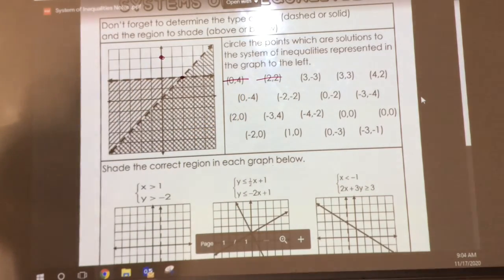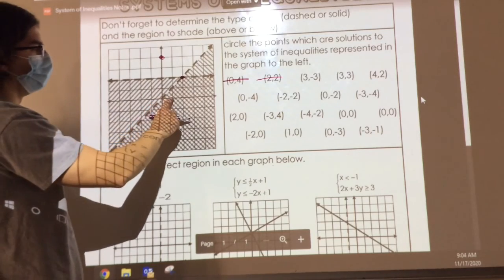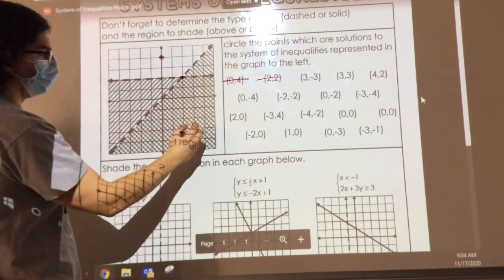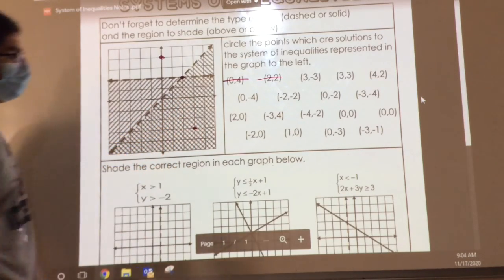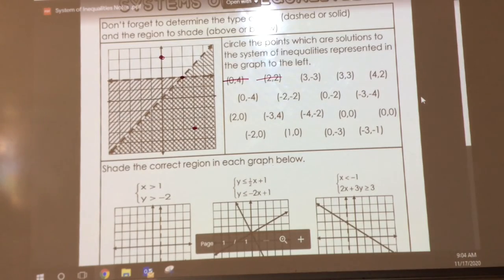All right, what about (3, -3)? So we're going to go 1, 2, 3, 1, 2, 3. Do you agree that that's in both of the shaded sections? So we're going to circle that number.